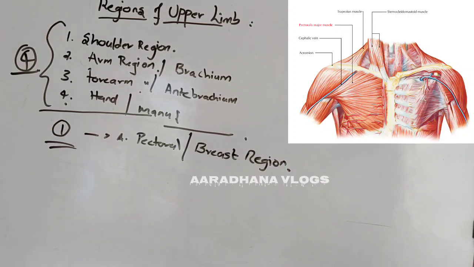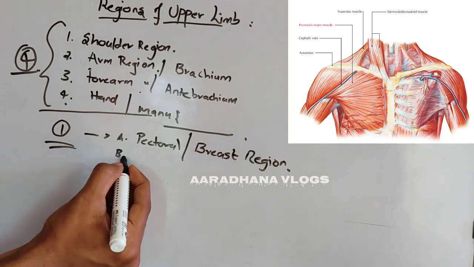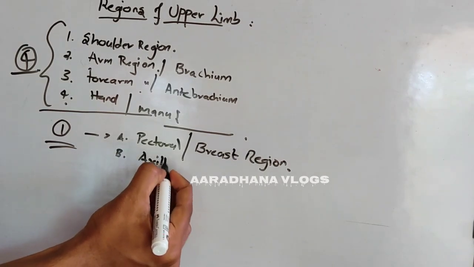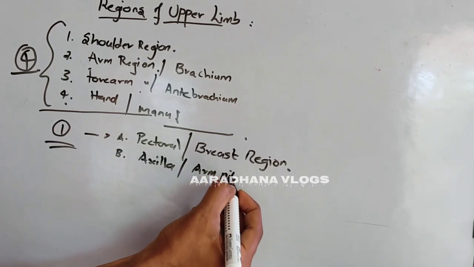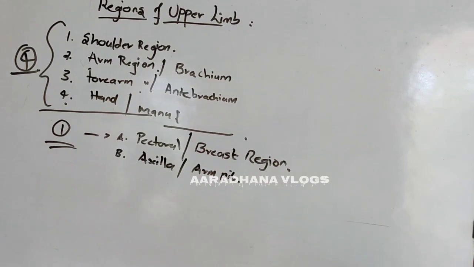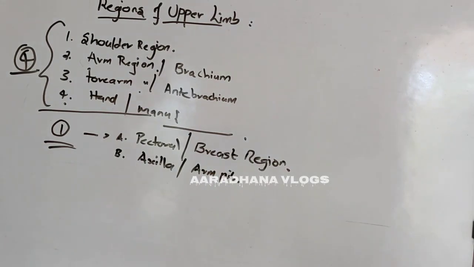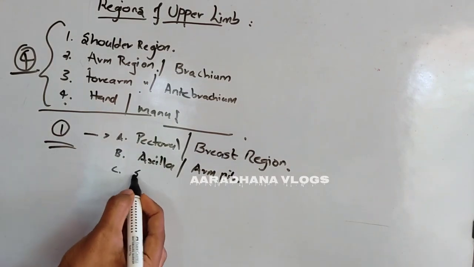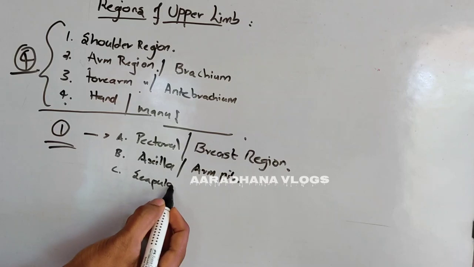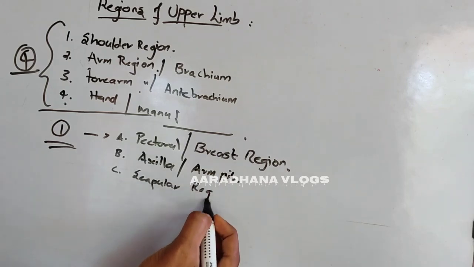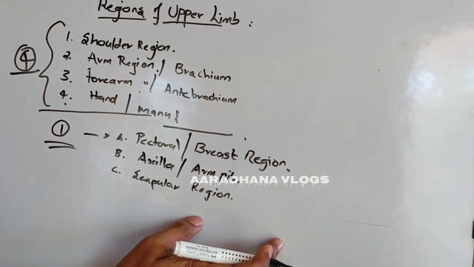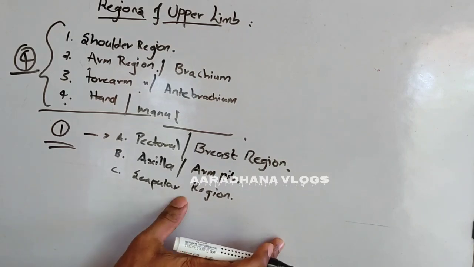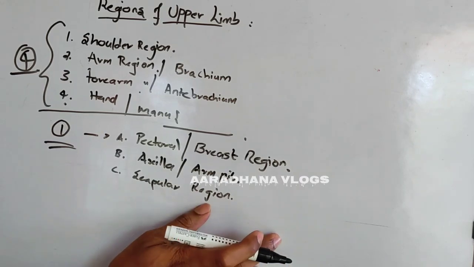Second one is the axilla, generally called the armpit. Third one under the shoulder region is the scapular region. So C is the scapular region. This scapular region is on the back side, where the scapula bone is. That region is called the scapular region.